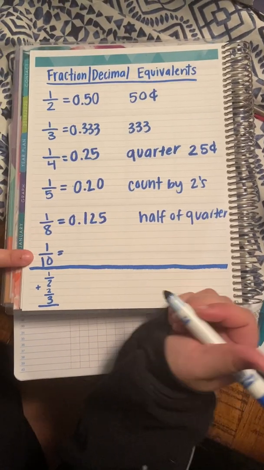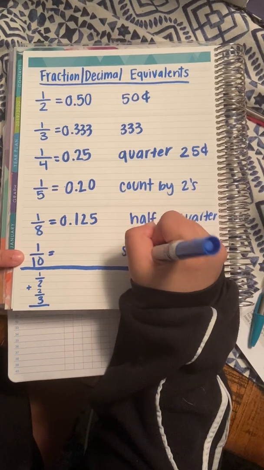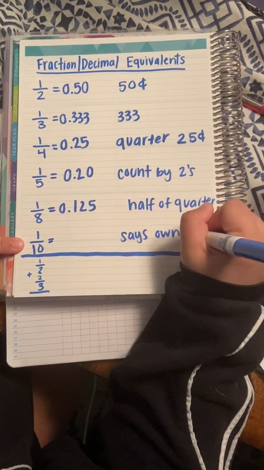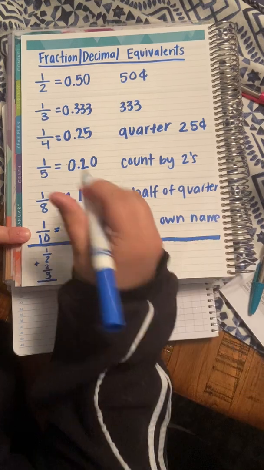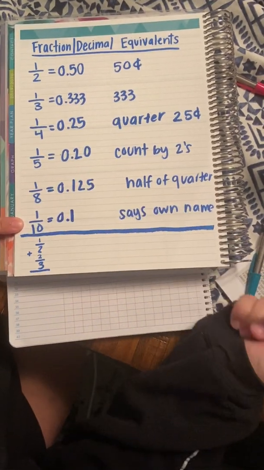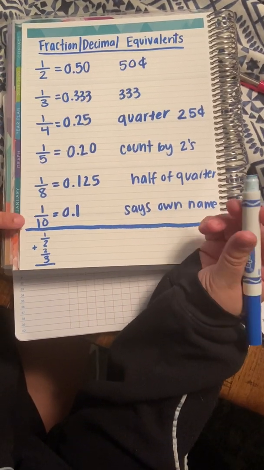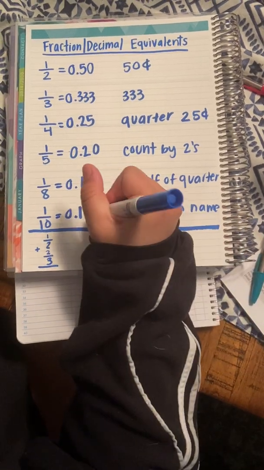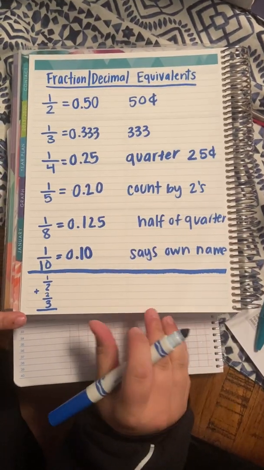And then when we see tenths, it says its own name. So that would be 1/10. If it was 2/10, we would write 0.2. And again, you can add the ghost 0.